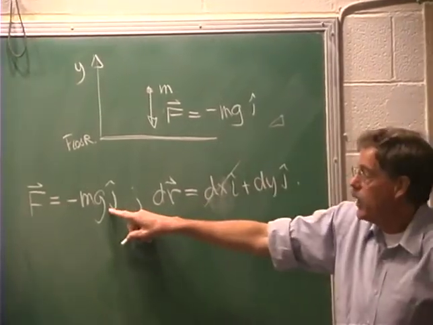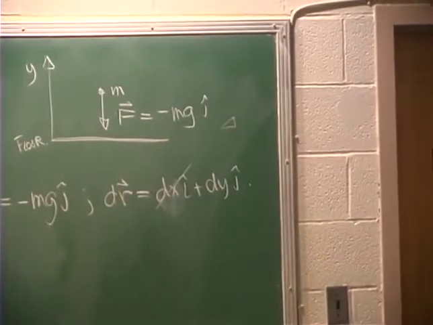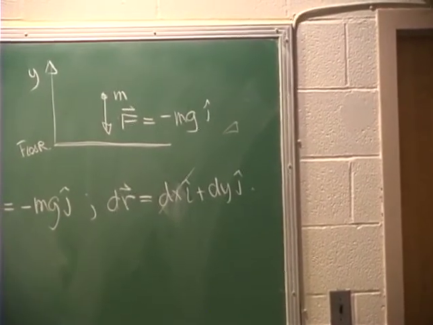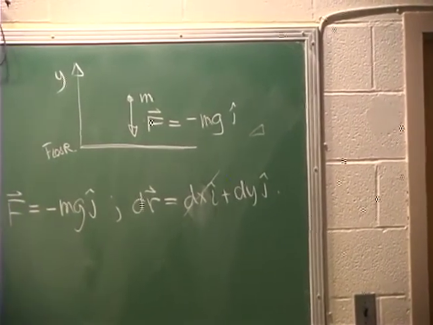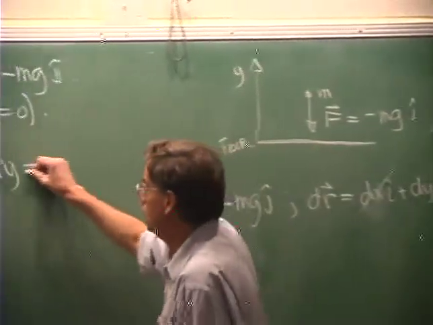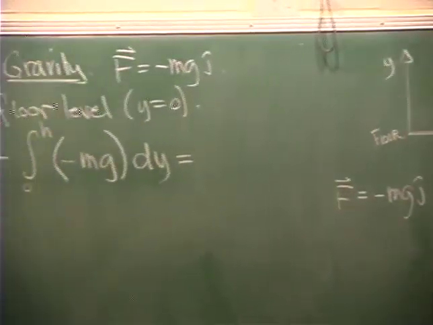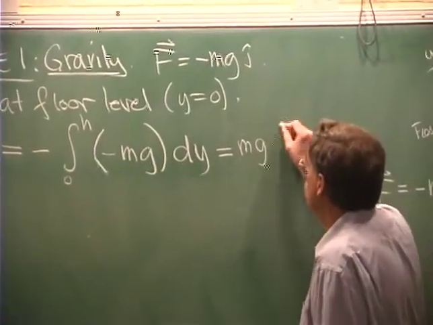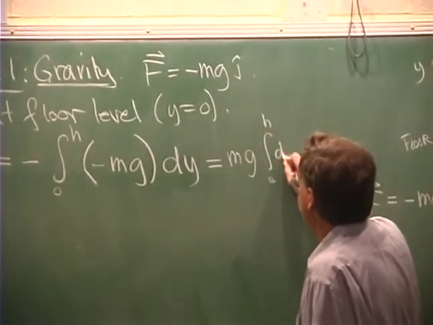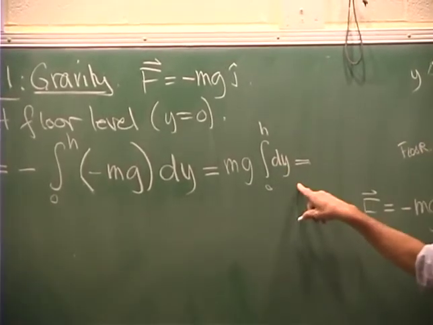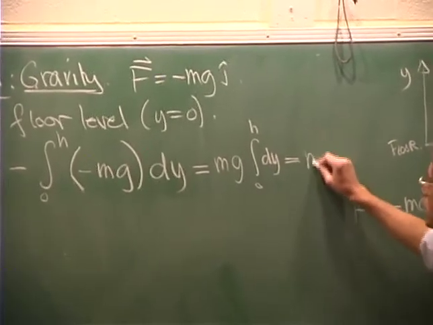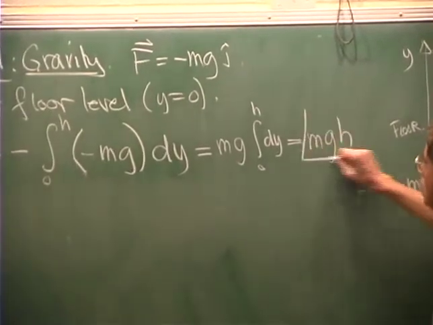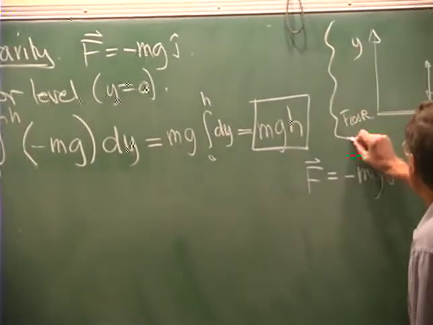But in this case, the j hat in the dot product is just the j hat component of dr, so it's minus mg dy. Makes sense? I'm doing this in gory detail, even though we actually know the answer. These two minus signs cancel out. I get mg times the integral from 0 to h of dy, and that's nothing but h itself. So this is mgh.